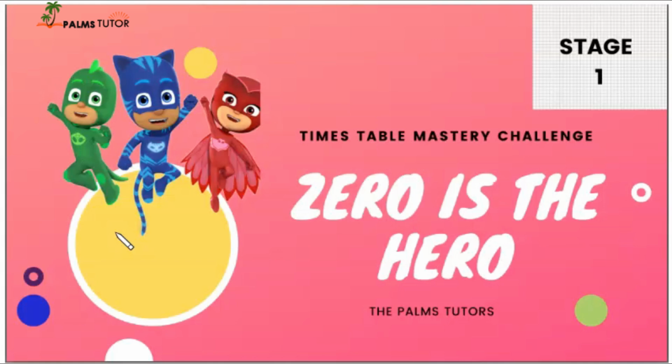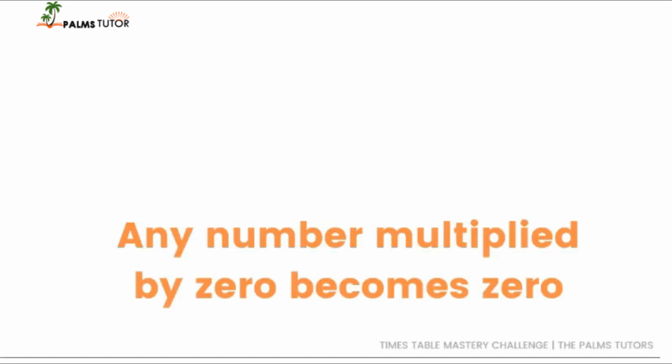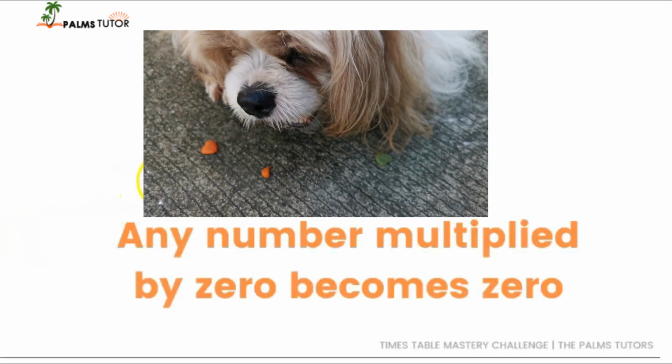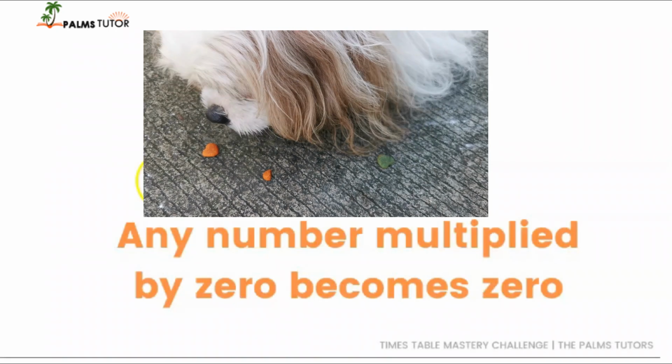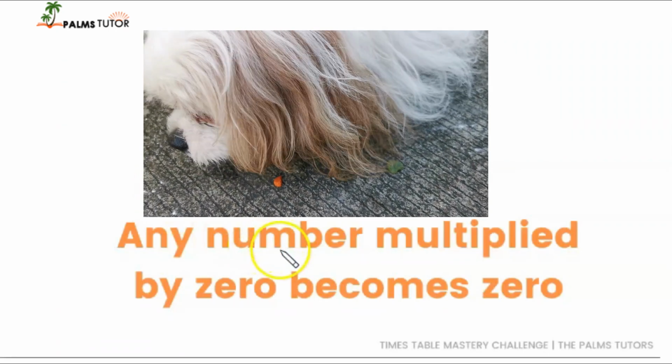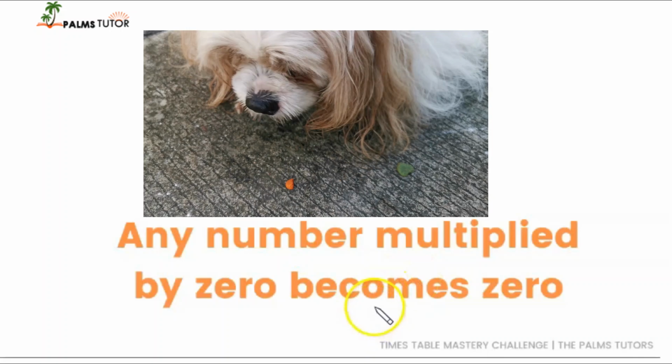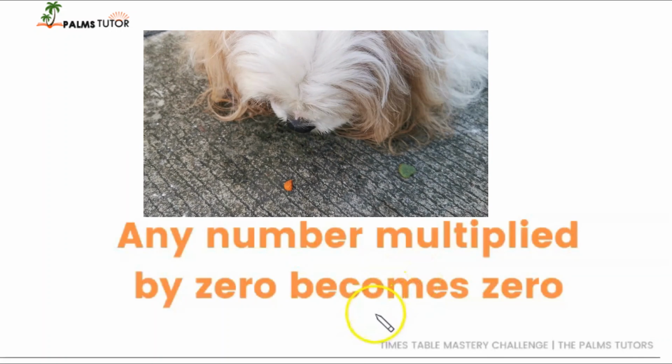I am going to be helping you master your times table without stress, step by step. So the stage 1, 0 is the hero. Why do we say 0 is the hero when it comes to times or multiplication? Anytime 0 multiplies a number, it swallows it up, and then the number becomes 0. Any number multiplied by 0 becomes 0.